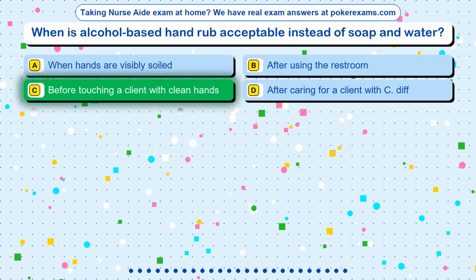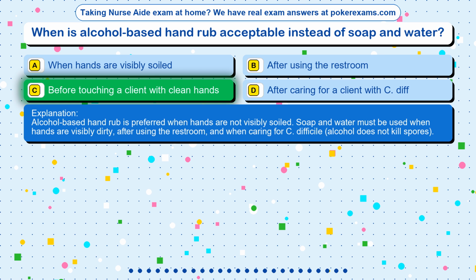The correct answer is option C, before touching a client with clean hands. Alcohol-based hand rub is preferred when hands are not visibly soiled. Soap and water must be used when hands are visibly dirty, after using the restroom, and when caring for C. difficile. Alcohol does not kill spores.